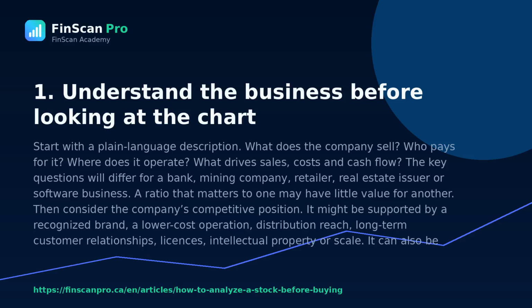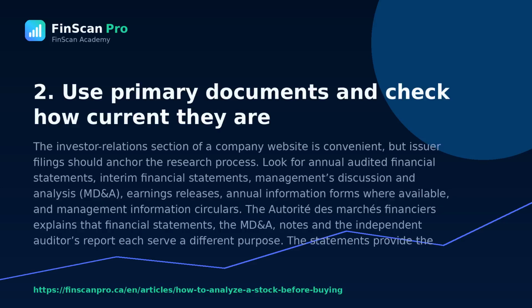The investor relations section of a company website is convenient, but issuer filings should anchor the research process. Look for annual audited financial statements, interim financial statements, management's discussion and analysis, MD&A, earnings releases, annual information forms where available, and management information circulars.